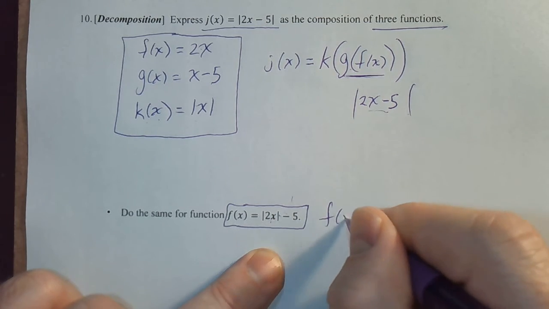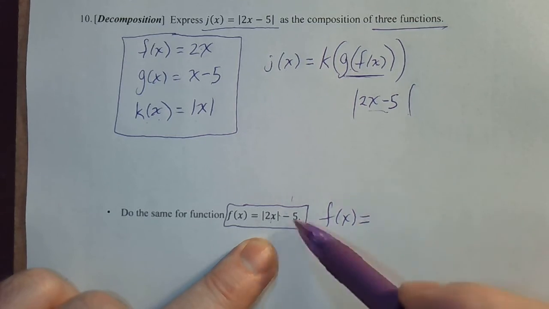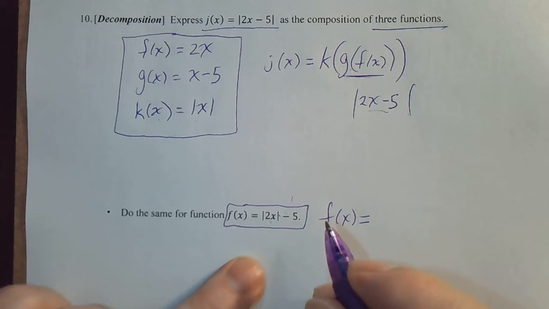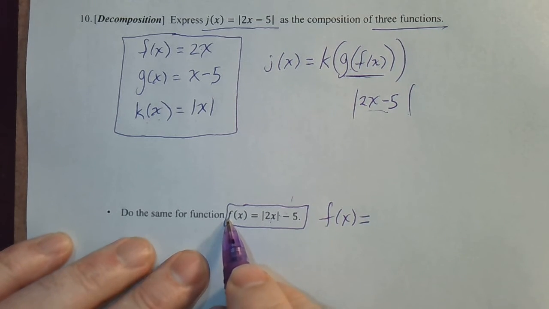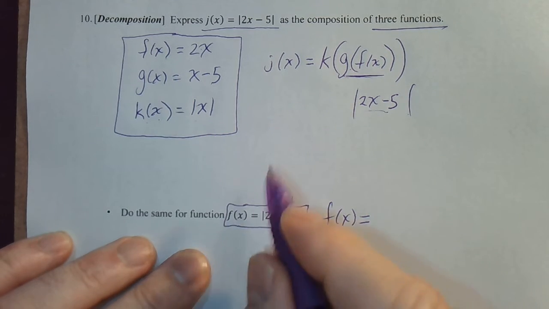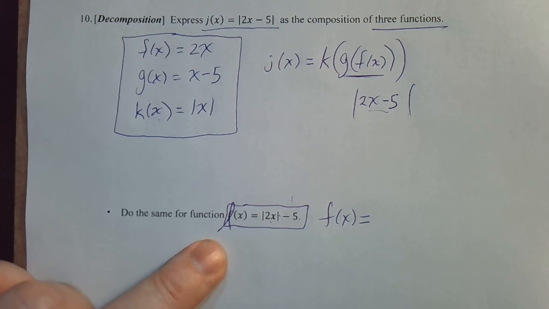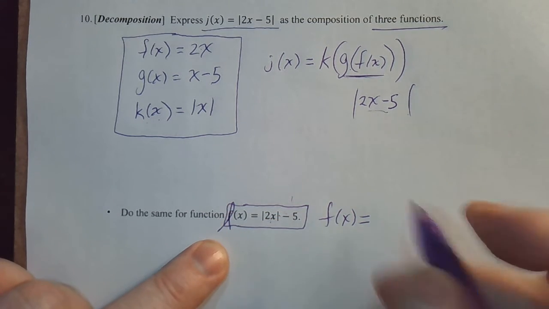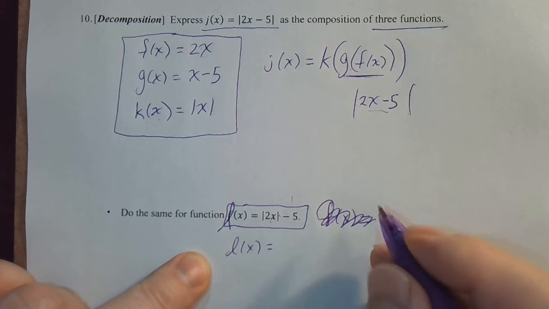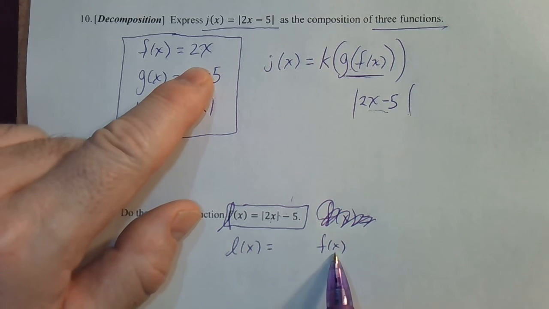So f of x equals, which one, the 2x? Oh, rats. Let me change the name of this f. I didn't realize I was going to need this f. So just for that, it doesn't make any difference. Let's call this one L. Script L, L of x. That name doesn't make any difference. L of x is equal to f of x. F of x is 2x.